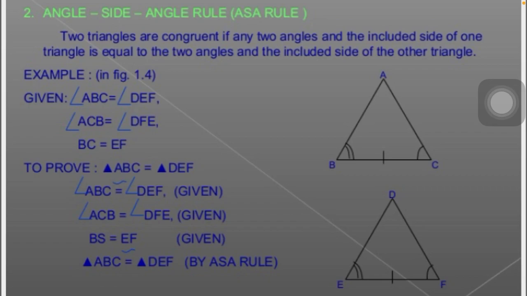So I have two angles and one side given. So I have first written it in the given. Then I have to prove the two triangles to be congruent. So I will write angles which I have given equal and then the side. So I can see here that the two angles which are given and the side are included in it. So I can prove it by ASA rule. My triangles are congruent. And you can see on the screen that this is how you can write it.